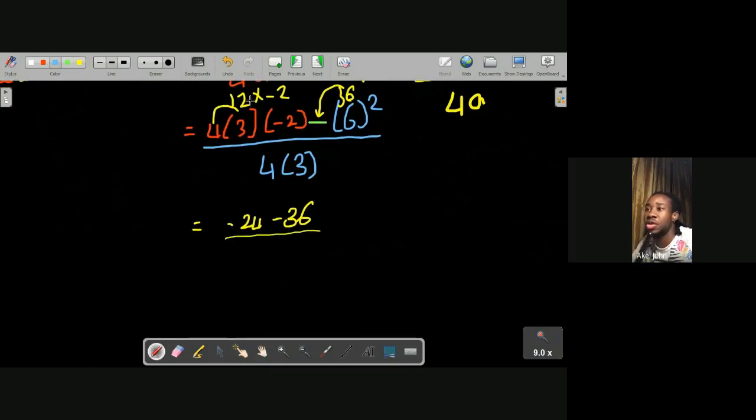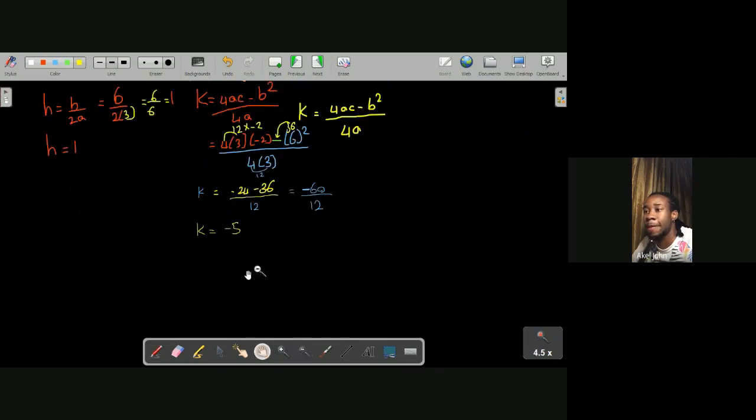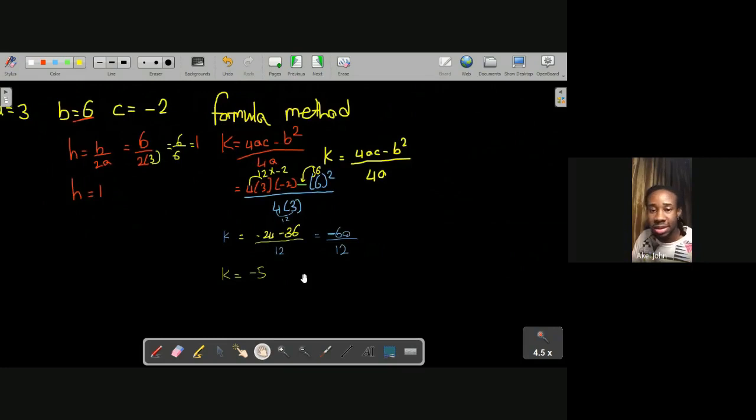-24 minus 36 gives us -60 over 3 fours, 12. That's going to give us -60 over 12, which is the same as saying k is equal to -5, right? Because 12 fives is 60. So there we have it. We found h and we found k.